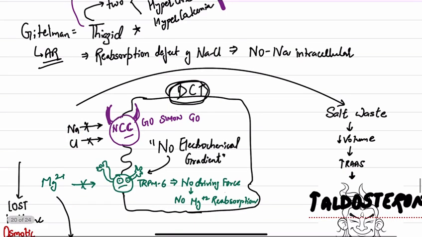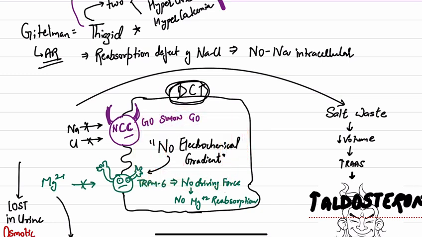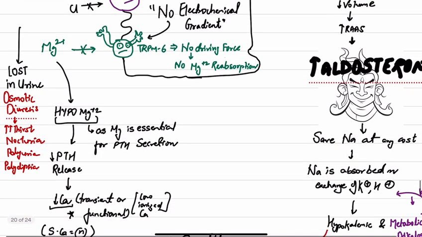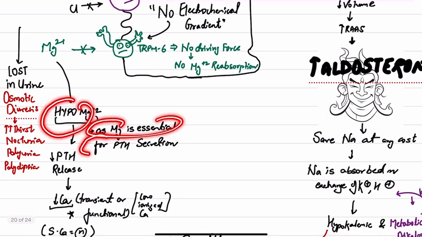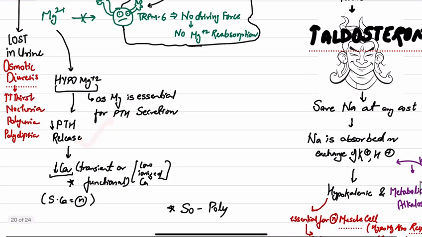Now there is no electrochemical gradient inside the cell, so there is no driving force for magnesium absorption. So there will be loss of magnesium, and hypomagnesemia will be there. Magnesium is essential for PTH secretion, so PTH release decreases, and calcium decreases transiently or functionally because of low ionized calcium.